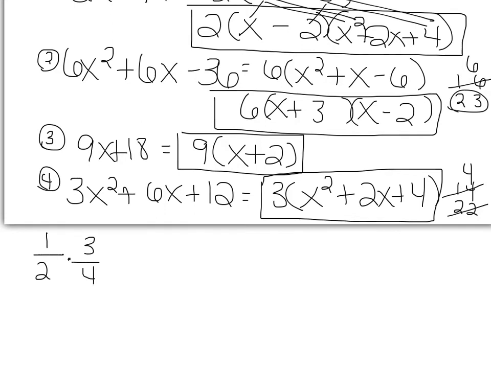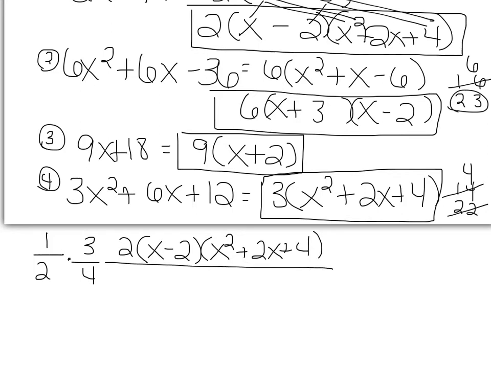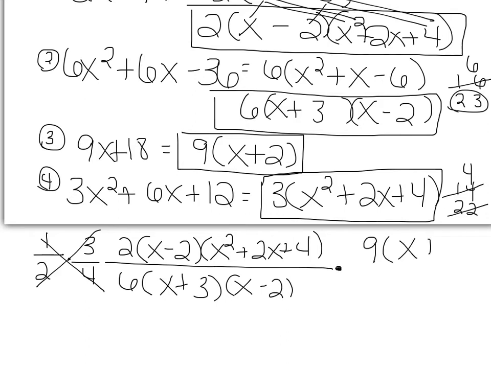So let's rewrite them. So 1 is 2 times x minus 2 times x squared plus 2x plus 4, that was number 1, over number 2, which is 6 times x plus 3 times x minus 2, and this is being multiplied by 3, which is 9 times x plus 2, and 4 is 3 times x squared plus 2x plus 4.